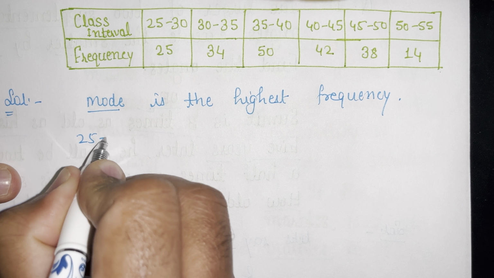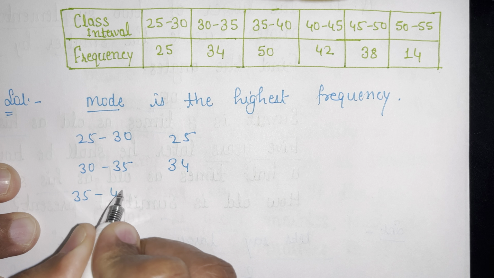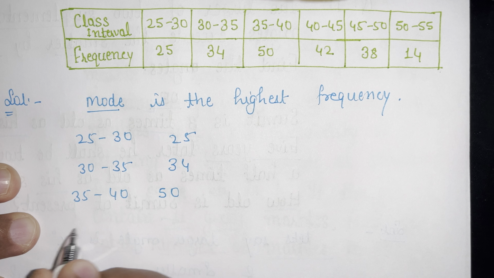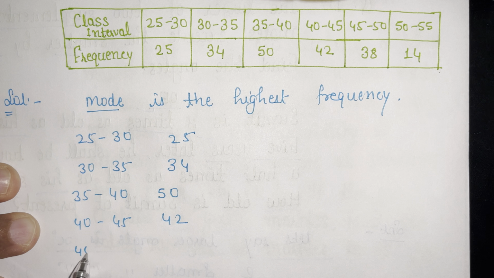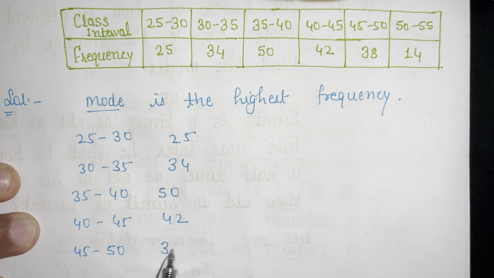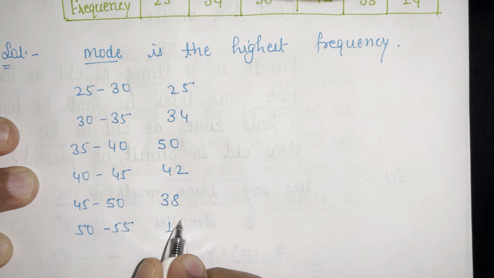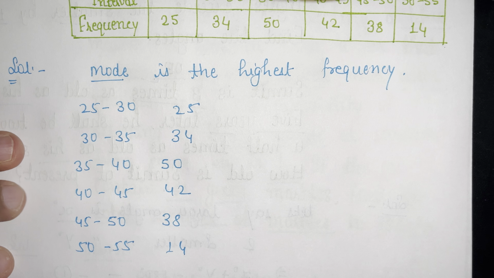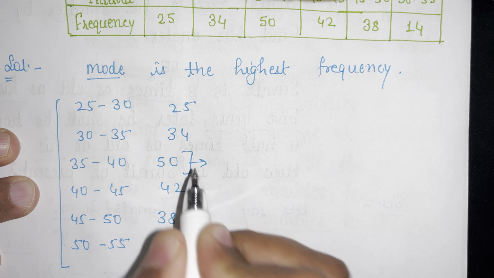For class 25 to 30, it's 25. For 30 to 35, it's 34. 35 to 40, it's 50. 40 to 45, it's 42. 45 to 50, it's 38. And 50 to 55, it's 14. For solving, all of these frequencies will be of no use. You just have to first figure out the highest frequency, which is 50 here.